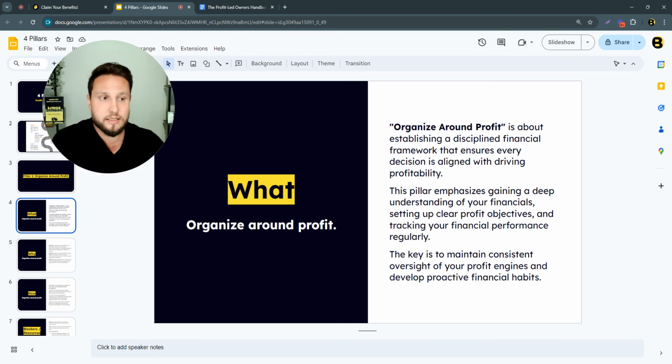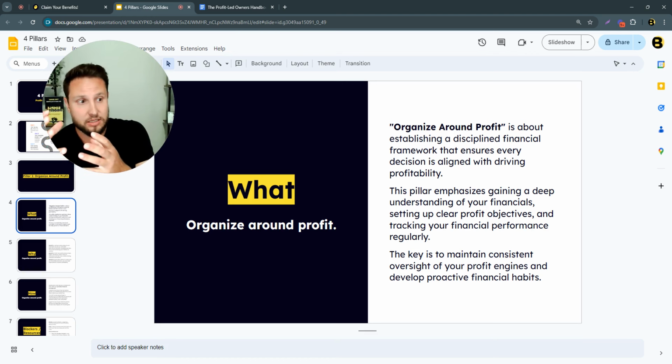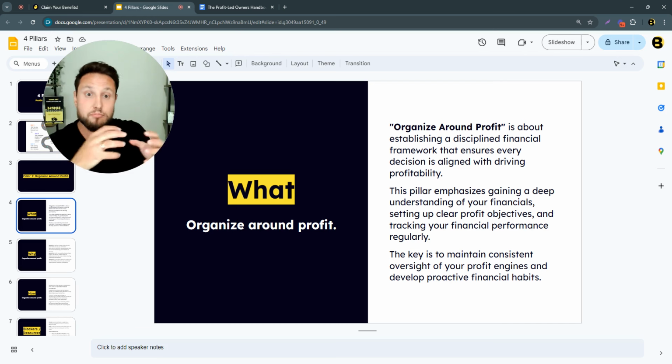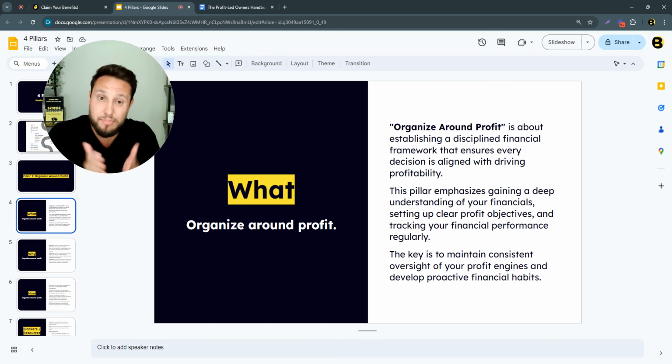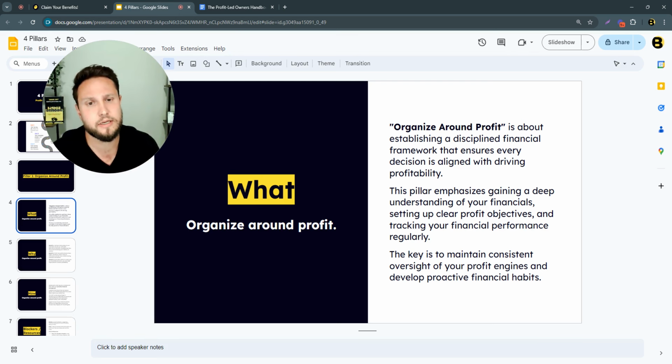So when we talk about organizing around profit, we're really talking about establishing a disciplined framework to ensure that your decisions are all aligned with driving profitability and sustainability inside of your business, right? So really this pillar is emphasizing the importance of going deep into the financial clarity of your business, making sure you're very clear on your profit objectives and you're tracking the metrics that matter so you can measure what matters inside of driving your business forward, right?